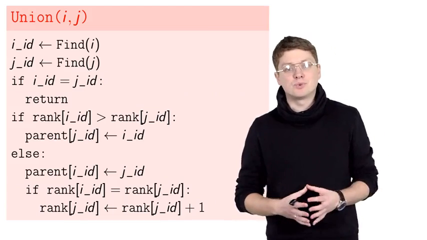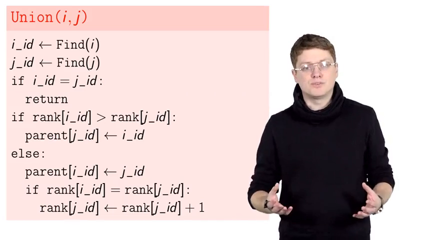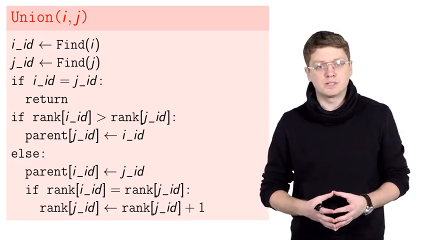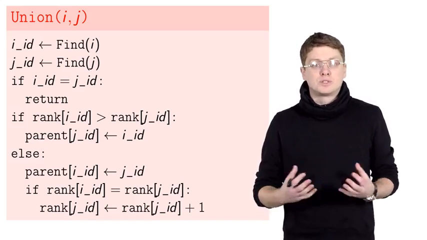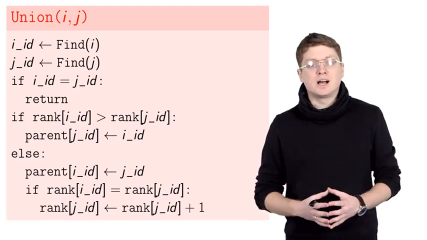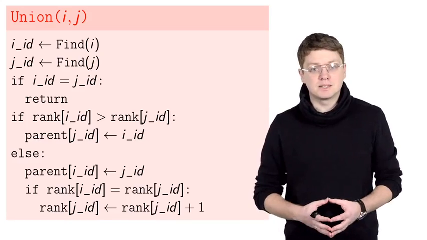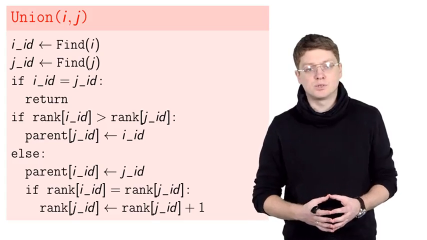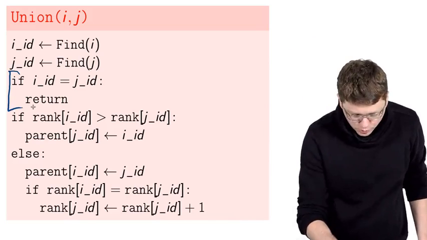To merge two trees containing the given two elements I and j, we do the following. We first find the roots of the corresponding two trees by calling the find operation 2 times. We store these roots in variables iid and jid. We then check whether iid is equal to jid. If they are equal, this means that elements I and j already lie in the same set. So we just return in this case. This is done in the following if statement.